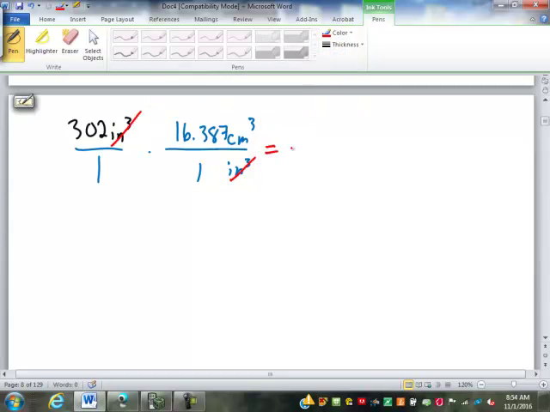What's that? I'm looking on a different sheet.